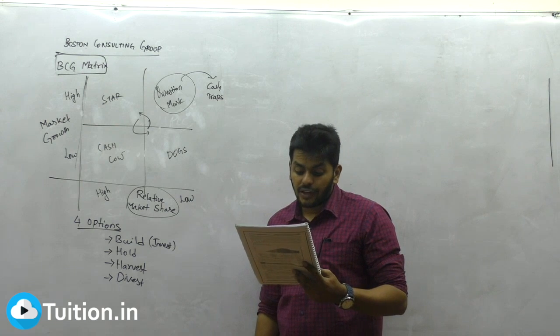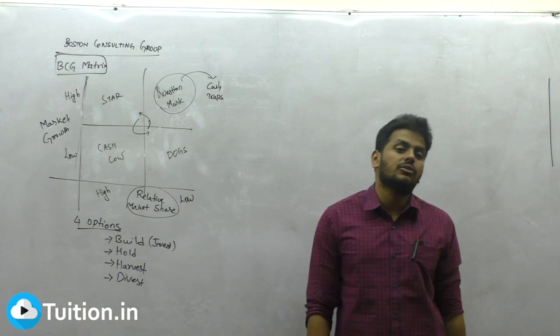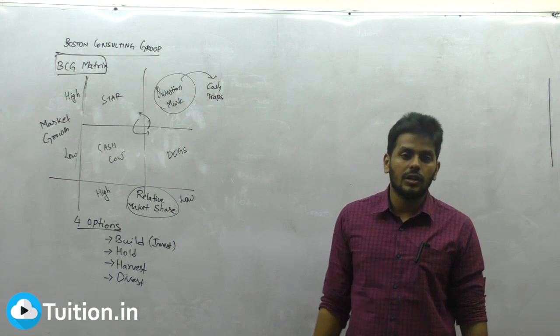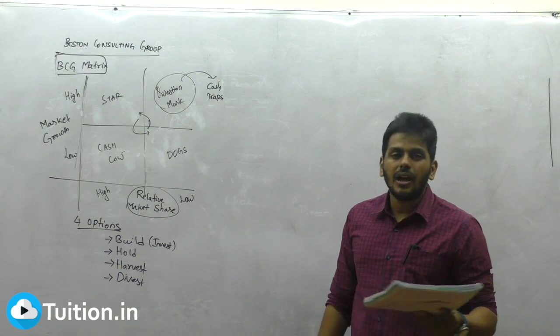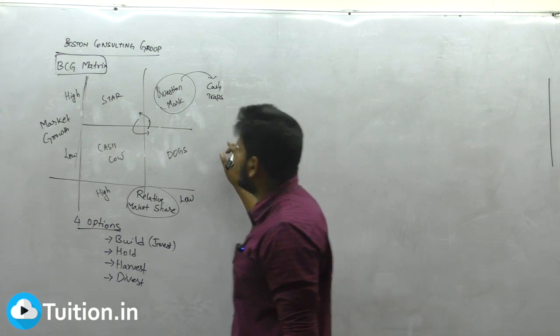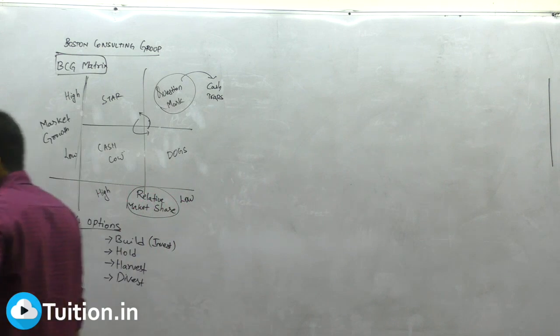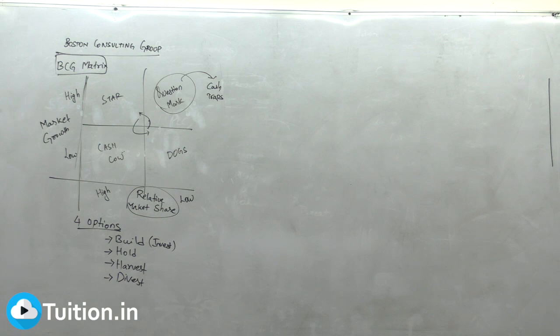FMCG in safety matches, lifestyle retailing, packaged foods. ITC was into that also. They're all gone. So not much of that. Understood? So I hope you understood what these star, cash cow, dogs and question marks mean. Everybody, are you clear about these? Yes.